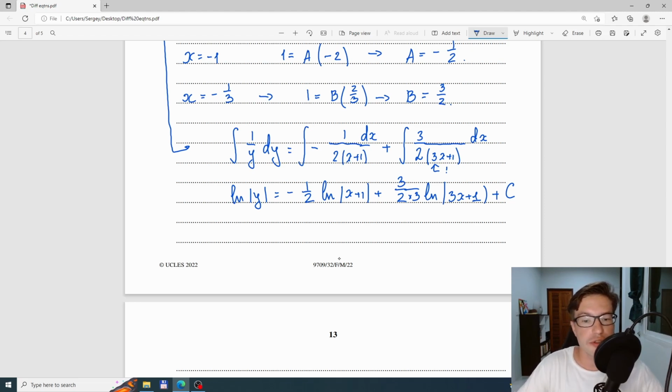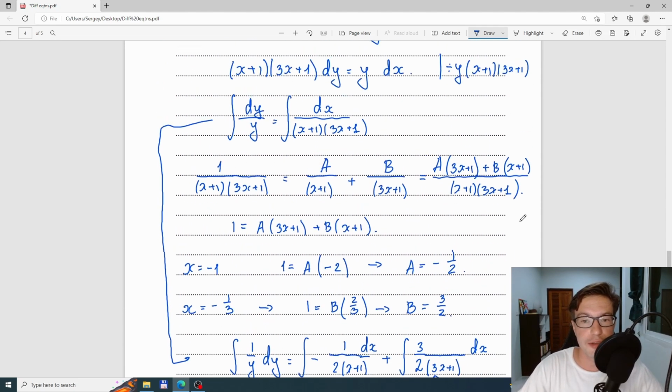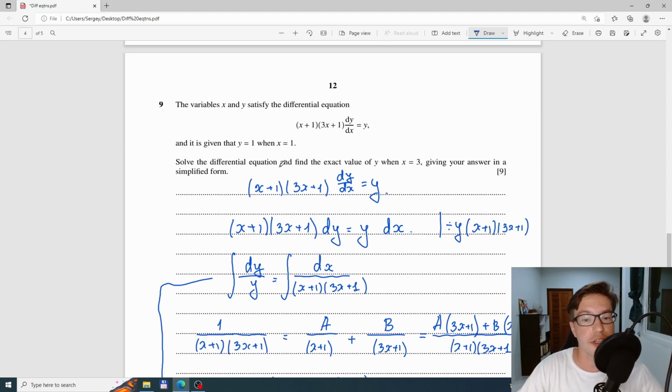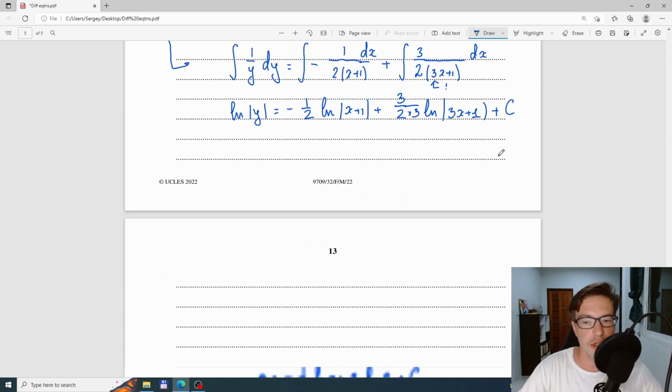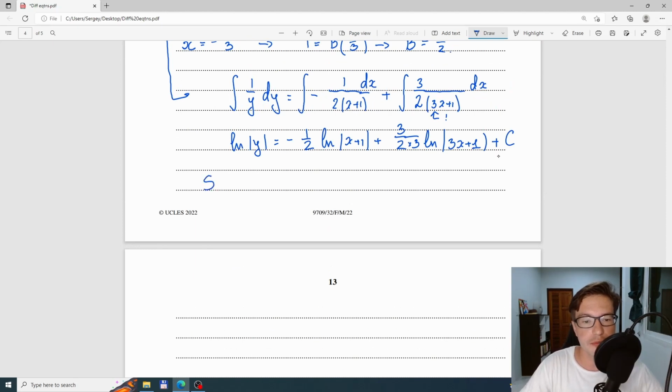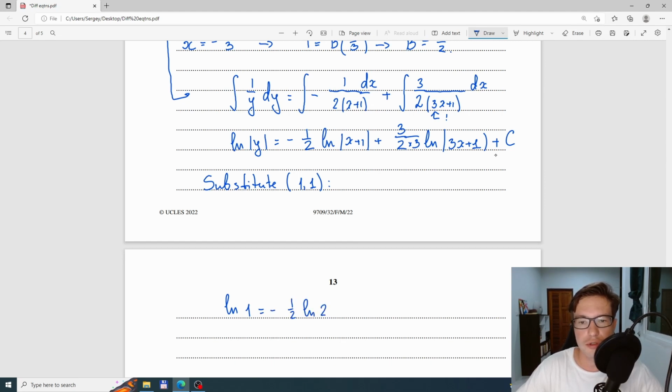Okay, now our goal is to find c at the moment, right? So it's given that y equals 1 when x is 1. So that means I can substitute the point (1, 1) into this equation. Okay, substitute (1, 1). Let's do that. So log 1 equals minus a half log 2 plus 1 over 2 log 4 plus c.